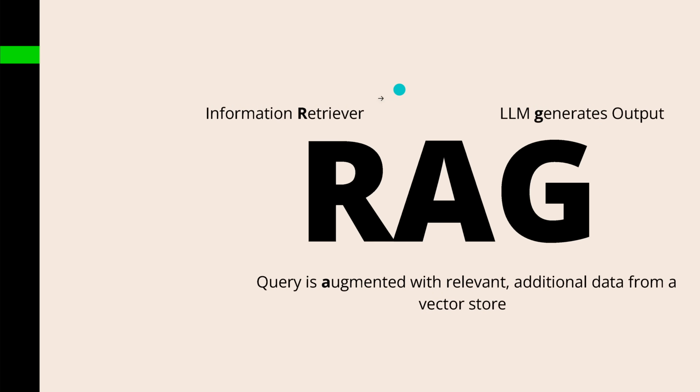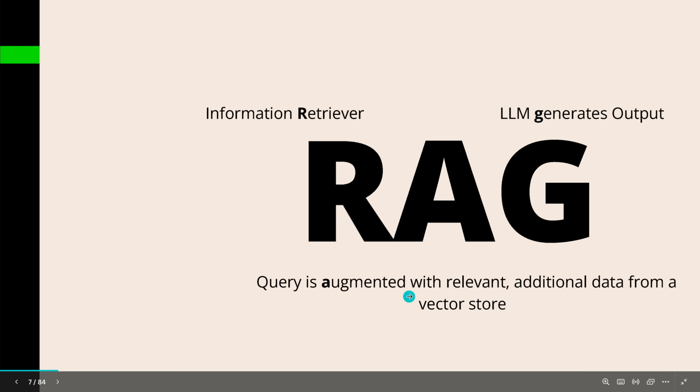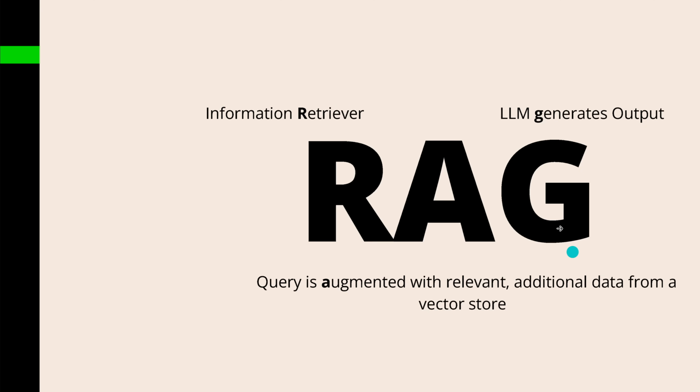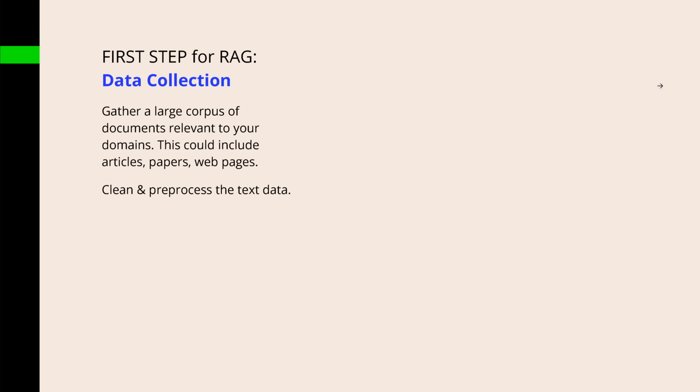Now, RAG is easy. It stands for information retriever. The query is augmented with relevant additional data from a vector store, and then the LLM generates an output. So we have 3 steps, no? Well, let's have a look. So the first step for the RAG is, of course, data collection.